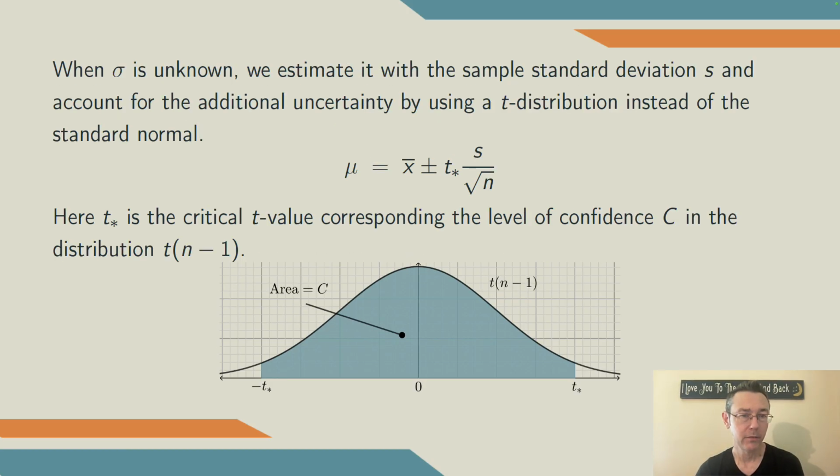When the population standard deviation sigma is unknown, we do the obvious thing, estimate it with the sample standard deviation s in this formula. That introduces some additional uncertainty because now in each new sample, not only does x bar change, but s changes as well, whereas sigma does not. We account for this additional uncertainty by using a t-distribution instead of the standard normal. So here I've drawn a picture that's relevant. t star is the critical t value corresponding to the confidence level in the distribution t of n-1, just as z star was the critical z value corresponding to that confidence level under the standard normal curve.